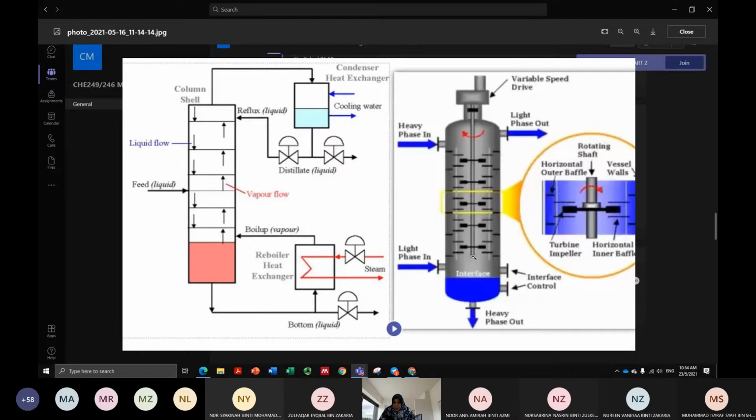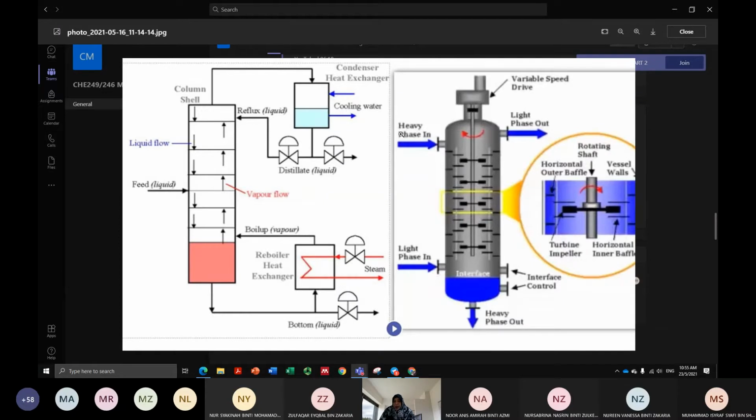So only your solute is attracted to your solvent. That's why it will flow upward, and this is the light phase out where you collect your extract. Your extract will have a higher solubility of solute in your solvent. So this will be your product that is rich in your solute and your solvent. At the bottom part is the rest of the components that you collect from the heavy phase, which includes your carrier.